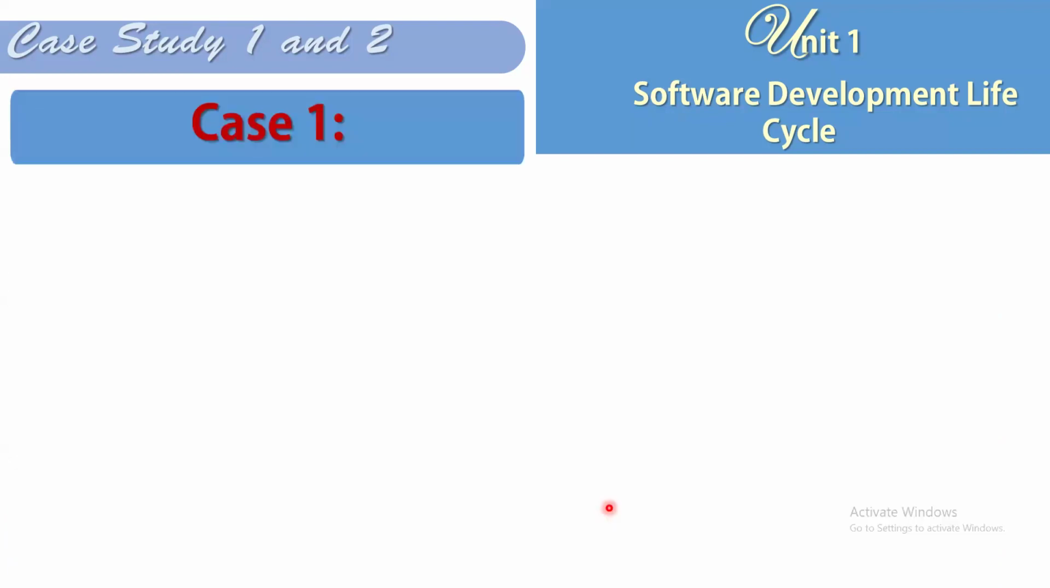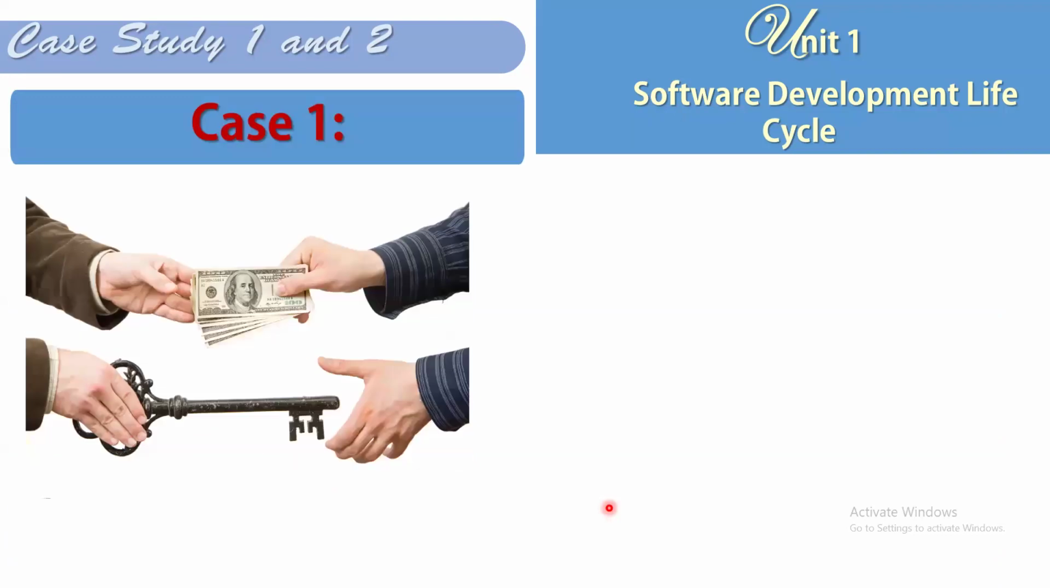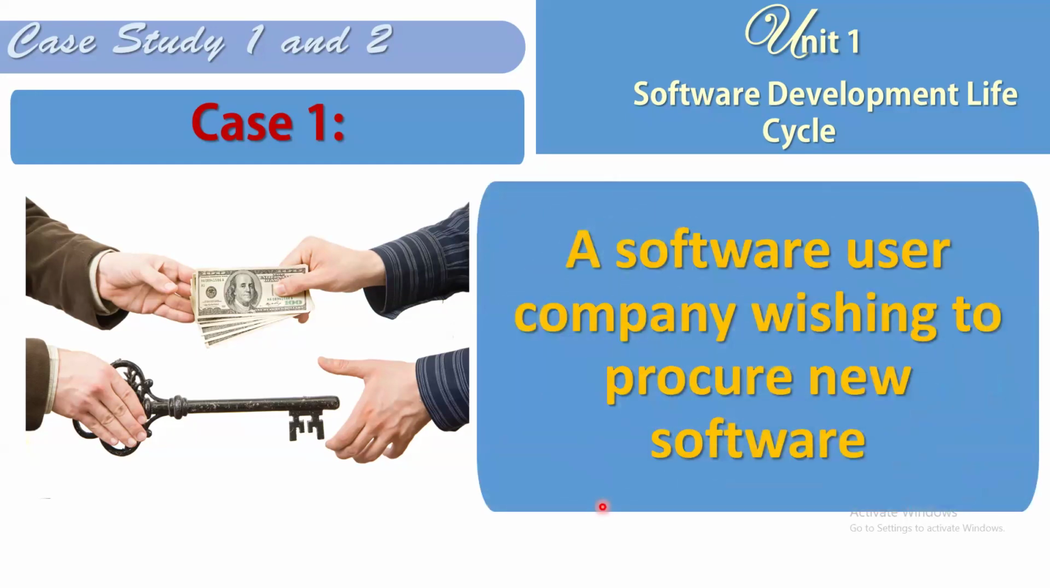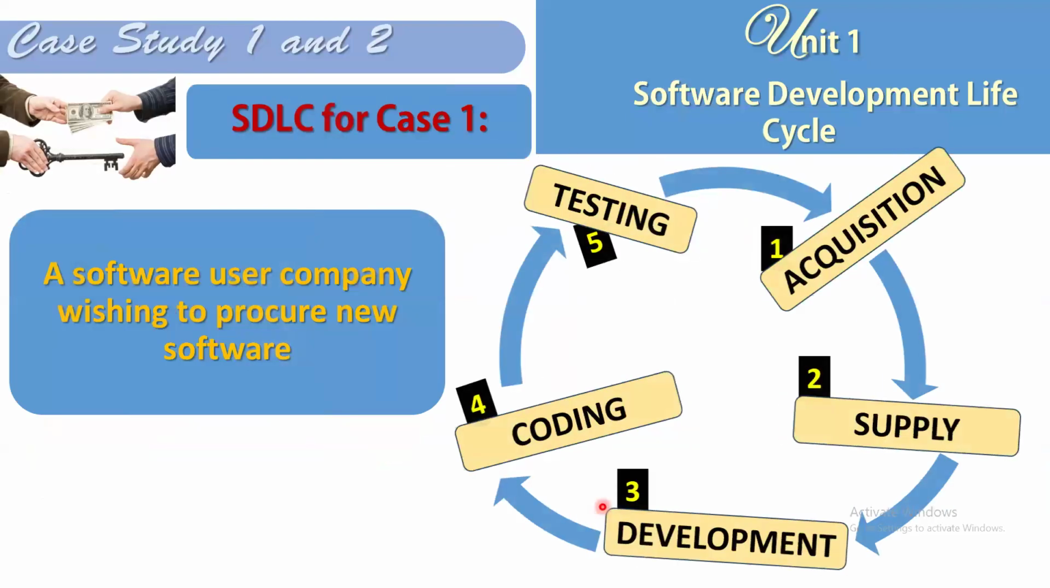Okay, so let's take the first case. In the first case, you may wish to buy software off the shelf. You pay and you get your software delivered to you. So what is this? Now, you see these 5 stages, just like what you have here. You need to do an acquisition of the software. The supplier has to be made. You need to do a development. You need to code. You need to do testing.